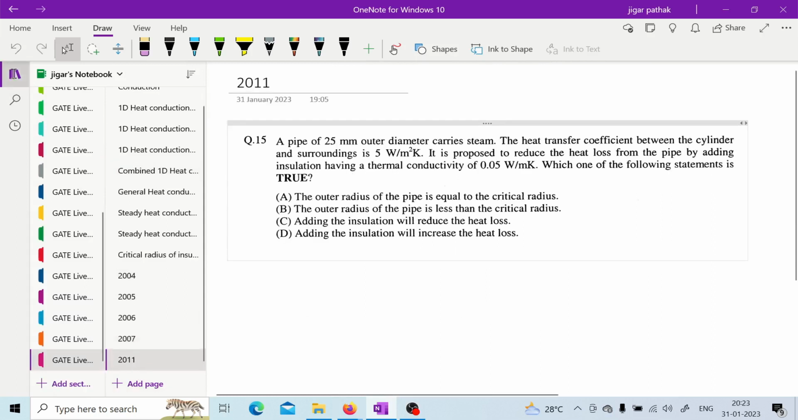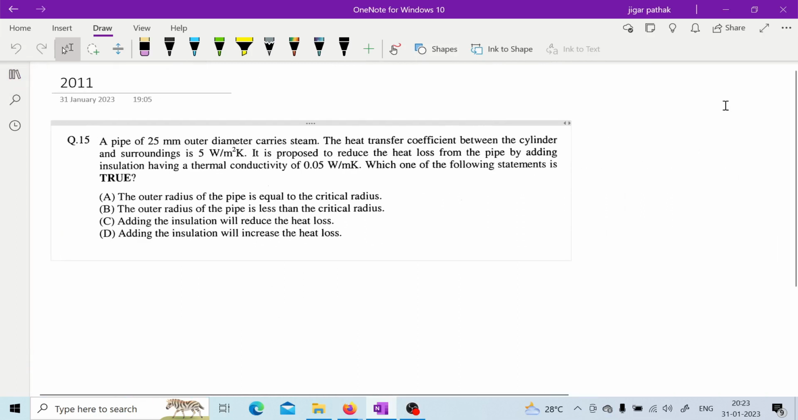So now the last question. A pipe of 25 mm outer diameter carries steam. The heat transfer coefficient between the cylinder and the surrounding is 5 watt per meter square Kelvin, and it is proposed to reduce the heat loss from the pipe by adding insulation having a thermal conductivity of 0.05 watt per meter Kelvin. Which one of the following statements is true? Can you try? So what you are going to do is calculate the critical radius of insulation.